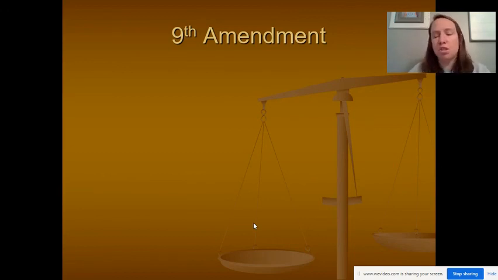So the 9th Amendment, I want you to think about it like this. 9 comes before 10, like P comes before S. 9 is people, 10 is state. So alphabetical order, P then S, 9 then 10. That's how you can keep up with it.